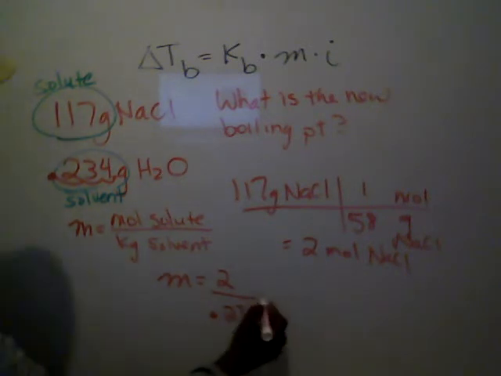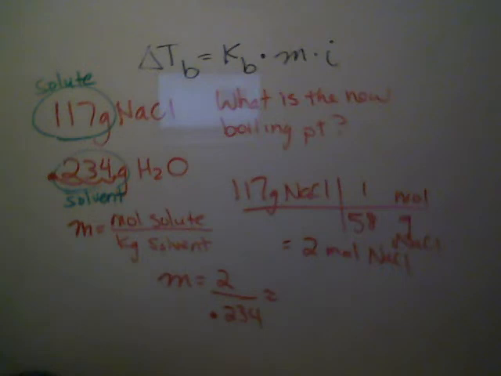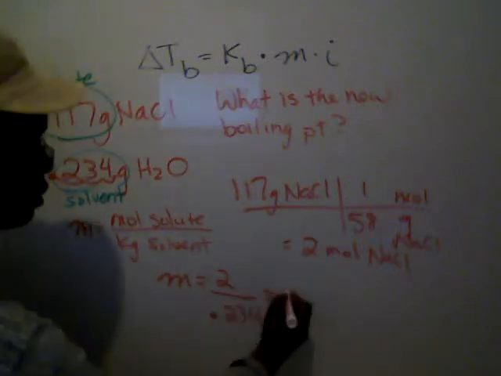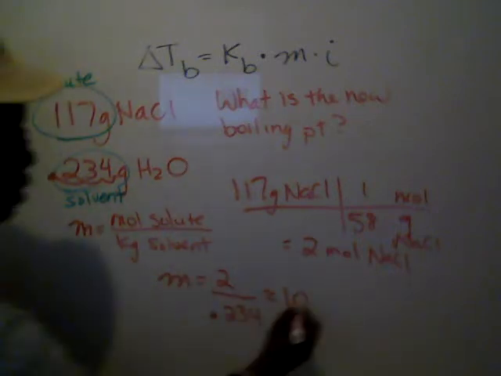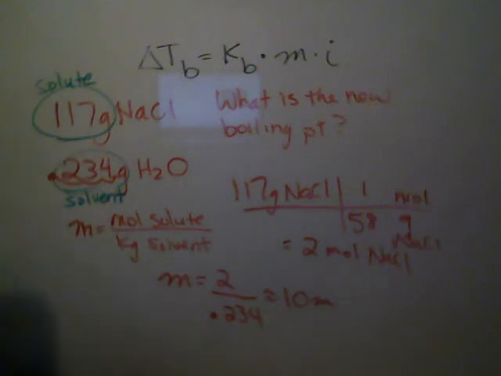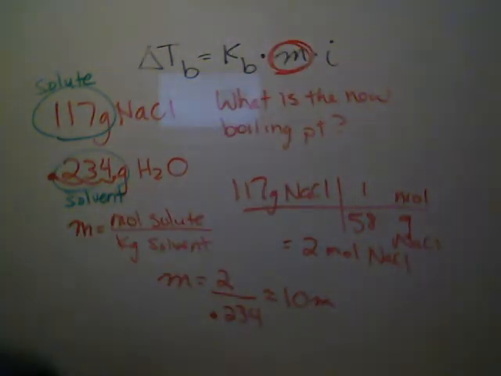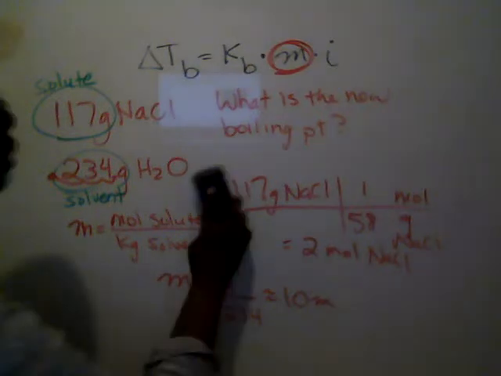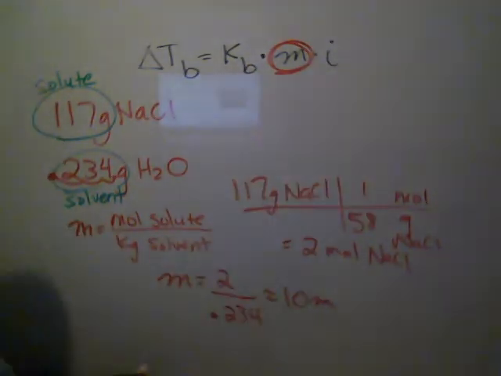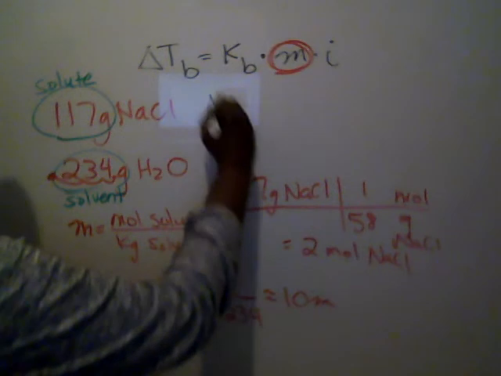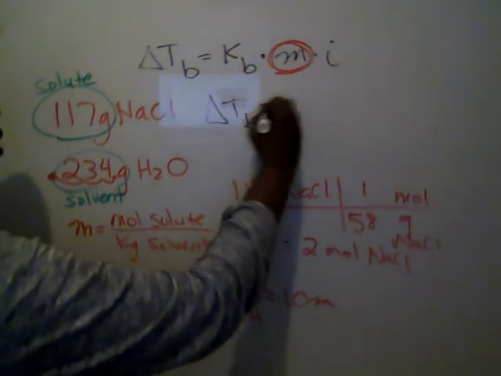Okay. So if we divide, we're going to get about 10. And I rounded this, but we get about 10 for the molality. Okay, so that's going to go right here into this equation for our molality. So if we start plugging in what we have, we're figuring out the change in the boiling point.